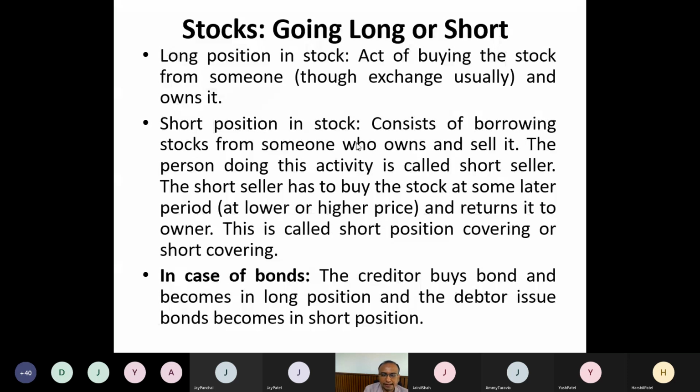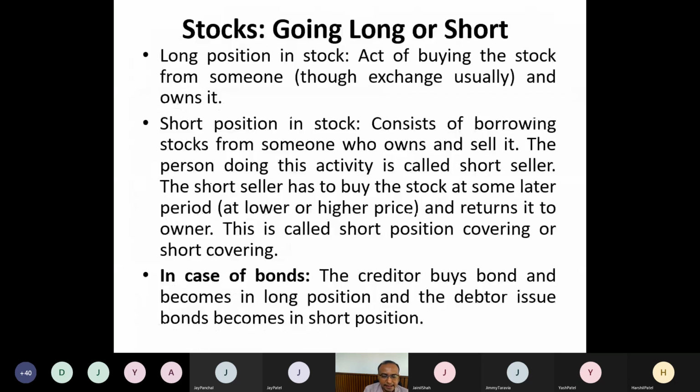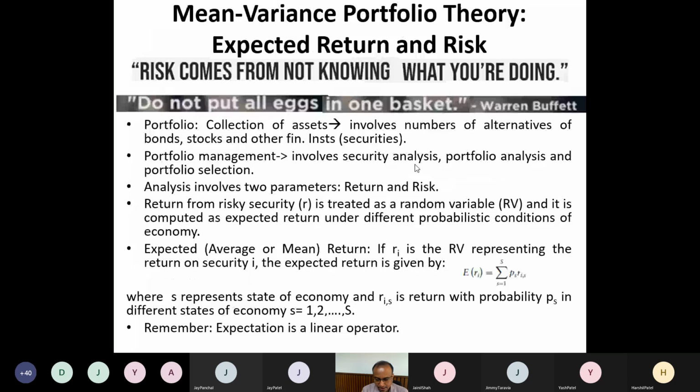So you just recall these concepts, right? What is the long position, short position? How the stocks differ from the bonds, right? And what are the risks associated with the stocks? So now let us go to the detailed modeling of the assets which are there in the portfolio.